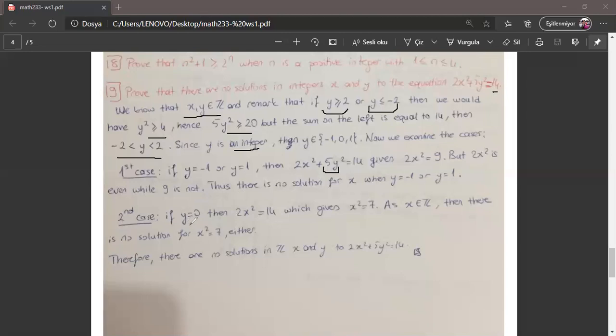Now, the second case is y equals 0. Now, what happens? We know if y equals 0, 5y squared is 0. So we get 2x squared equals 14, which gives x squared equals 7. But we know x is in Z, right? Thus, there is no solution for that either, okay? In both cases, we cannot find any solution. And as there are no other cases, we can conclude that there are no integer solutions to this equation.